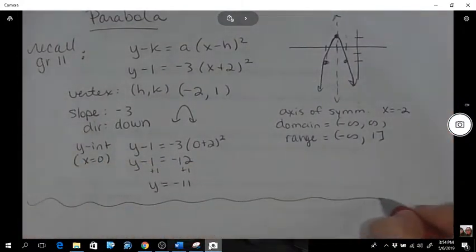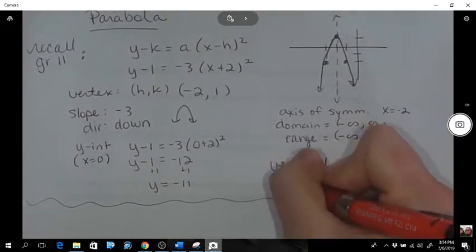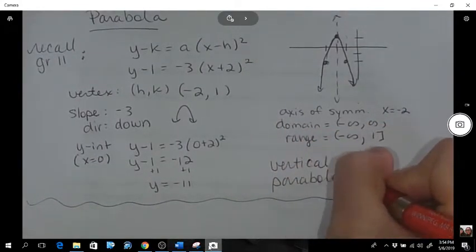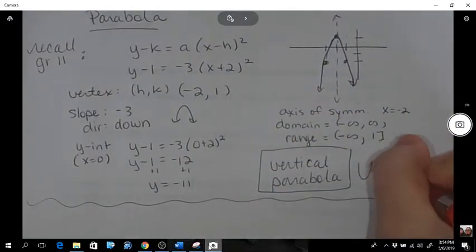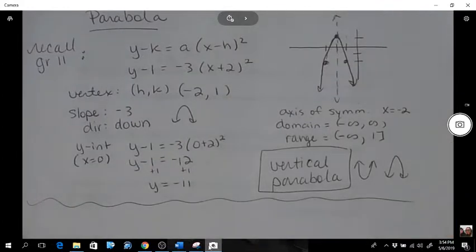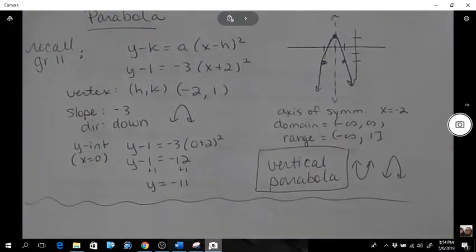Okay, so this is what you would have just referred to as a parabola, but it is actually a vertical parabola. Vertical, meaning it opens in a vertical direction like that. So now you're going to learn what a horizontal parabola is.